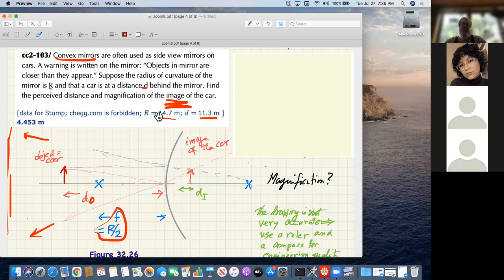You know, for a plane mirror, DI is equal to DO. That's for a plane mirror. But for a curved mirror, DI is not equal to DO. One thing I'm trying to calculate is that DI. So that's the perceived distance. It says objects in the mirror, that is to say this image, is closer than they appear.